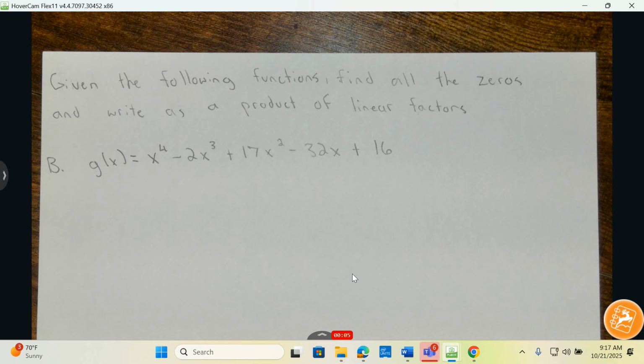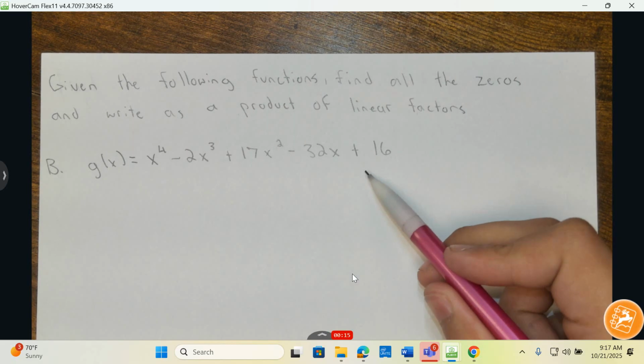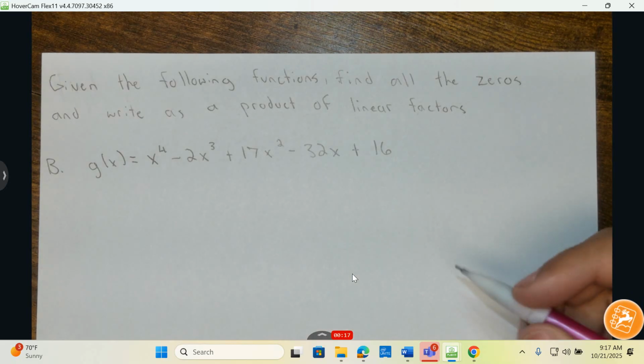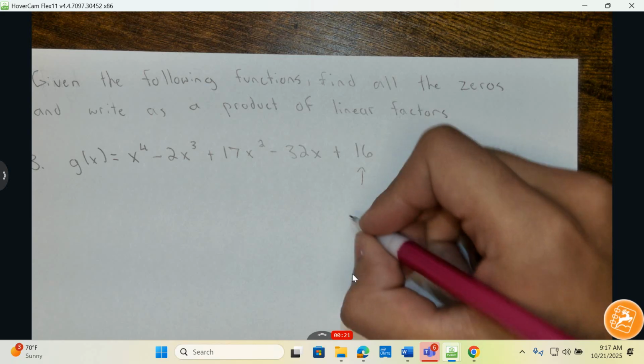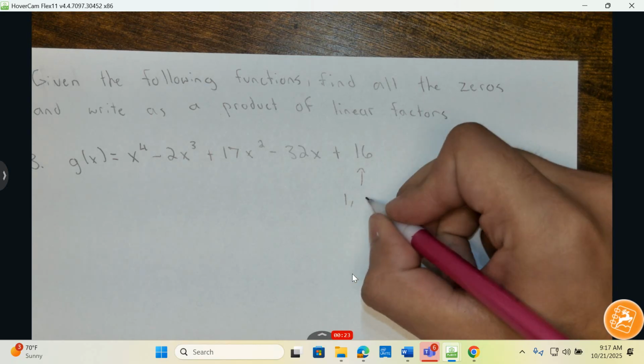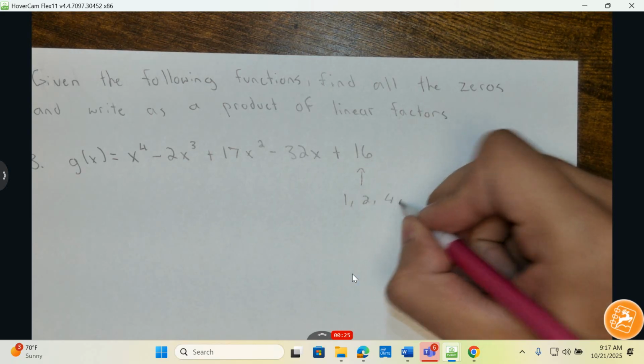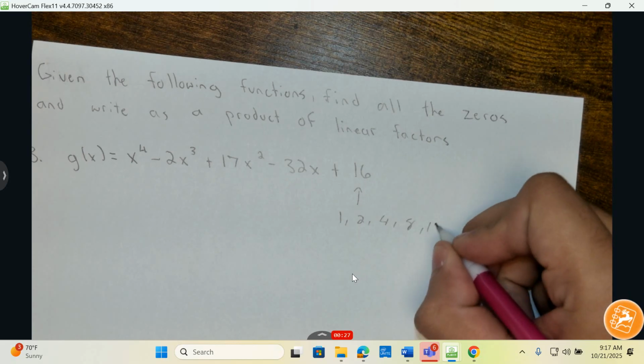Alright, so given the following functions, find all the zeros and write as a product of linear factors. So the first thing that we're going to want to go ahead and do, we want to go back here and see our factors of 16. Right here, I know my factors are going to be 1, 2, 4, 8, and 16.